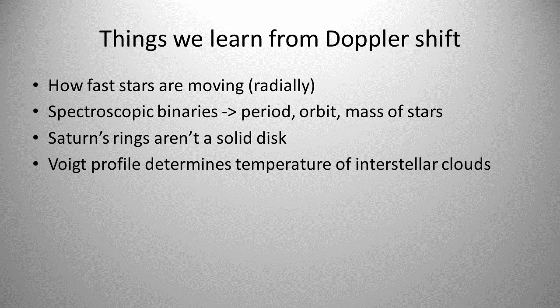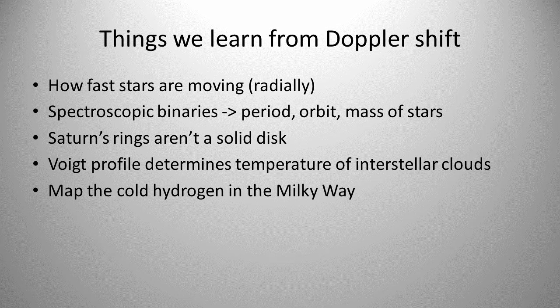The Voigt profile, that combination of the ideal Lorentz profile for the shape of an absorption line and the Doppler broadening due to thermal motions of the atoms in a gas, can be used to determine the temperature of interstellar gas clouds and distinguish the thin absorption lines in the cold gas from those in the hot star behind the gas. The velocity of cold hydrogen in the Milky Way allows us to construct a map of the galaxy. That's like mapping a forest from inside when you're surrounded by trees.